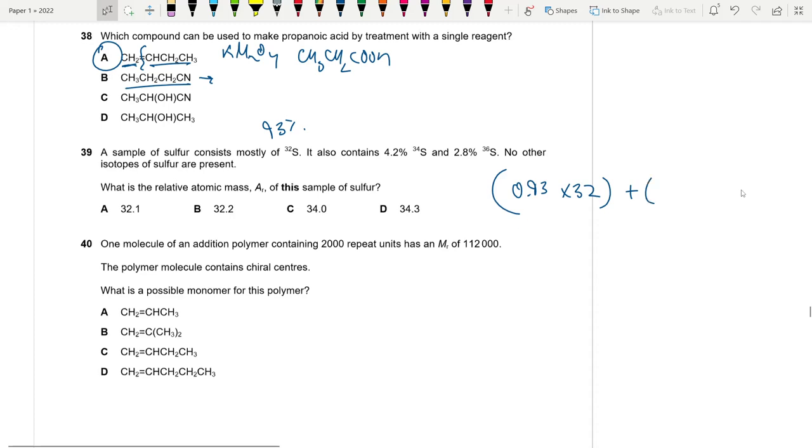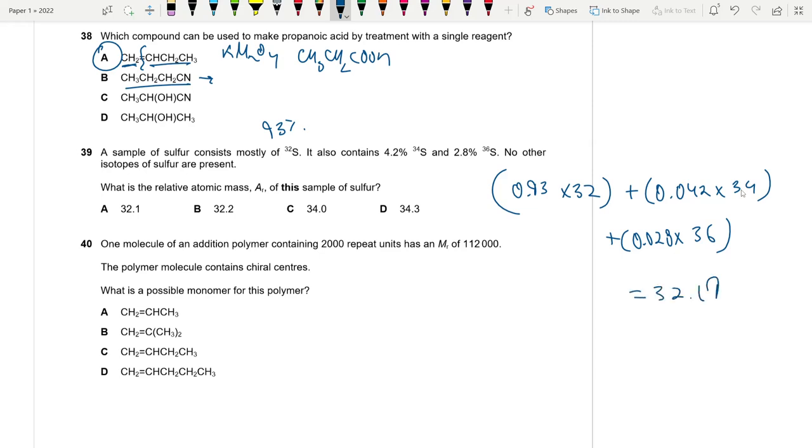plus 4.2 by 100 is 0.042. 0.042 times 34 plus 0.028 times 36. Okay, so do this: 0.93 times 32 plus 0.042 times 34 plus 0.028 times 36 gives us an answer of 32.196, which is rounded off to 32.2. We're going to go for B. Typically it's 32.1, but for this sample it's 32.2.